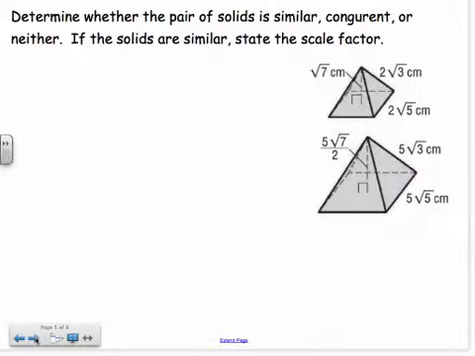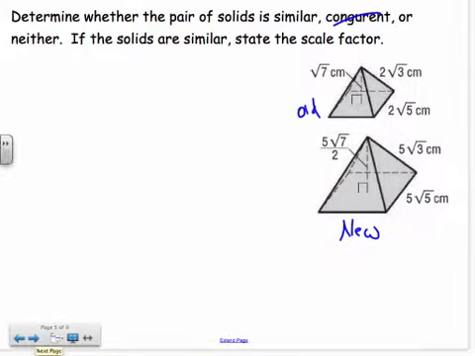Looking at the pyramids, let's do the same thing here. Well, I already know they're not congruent just by looking at the numbers. None of these numbers are the same. So to test to see if they're similar, I have to start seeing if they all share the same ratio. Okay? So I'm going to call this one the new image, and this one the old image. So it's always new over old.